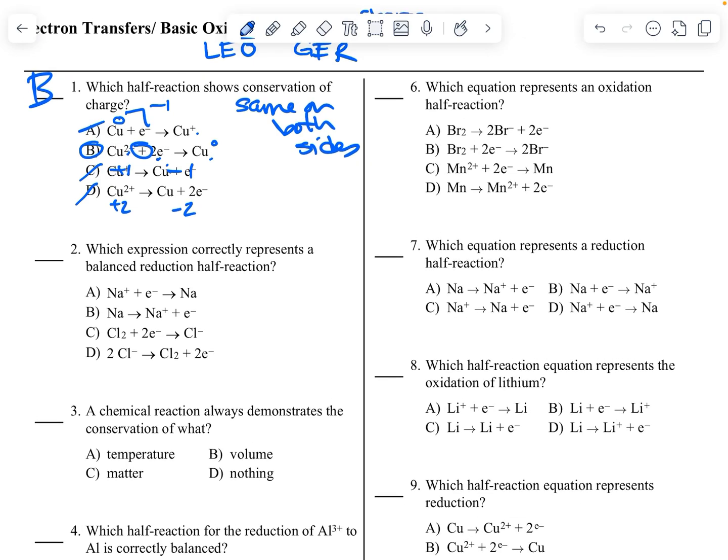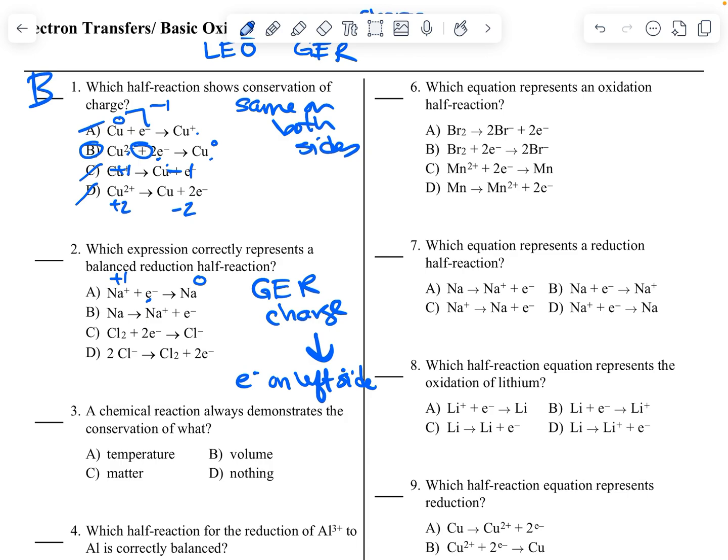Which expression correctly represents a balanced reduction? So the gain of electrons is reduction. When you're gaining electrons, your charge goes down. So also gaining electrons, you see that as a reactant. So electrons are on the left side generally. Okay, so in part A, I think that's our answer because we are at +1. We gained an electron over here, and then we have an A0, so our charge is going down. So that should be our answer.